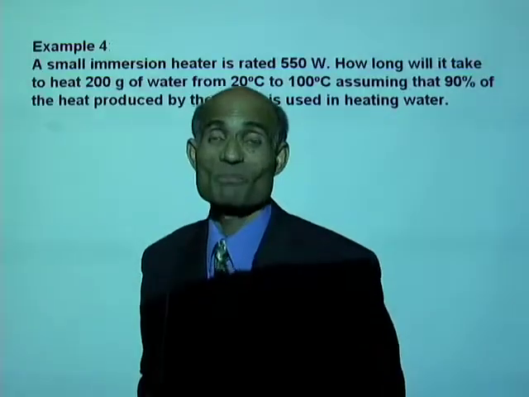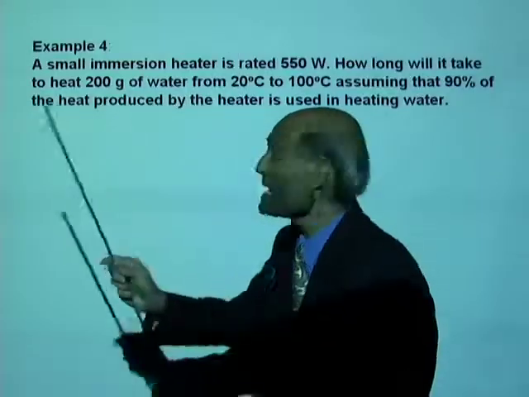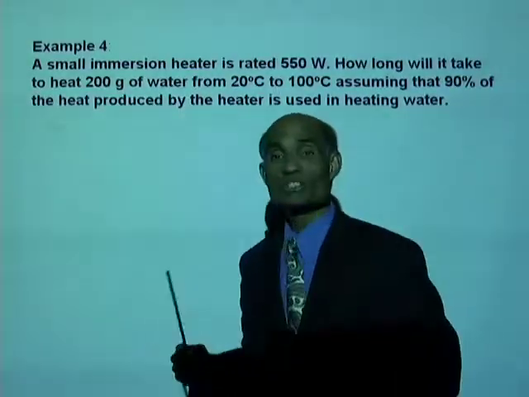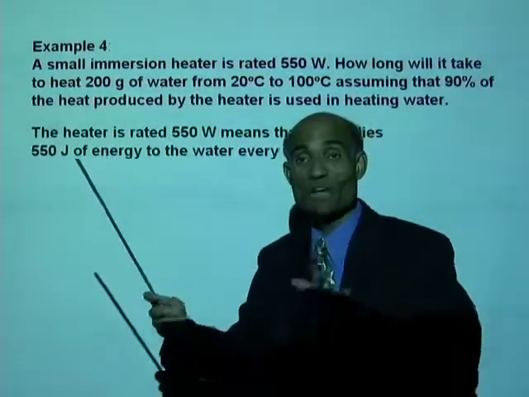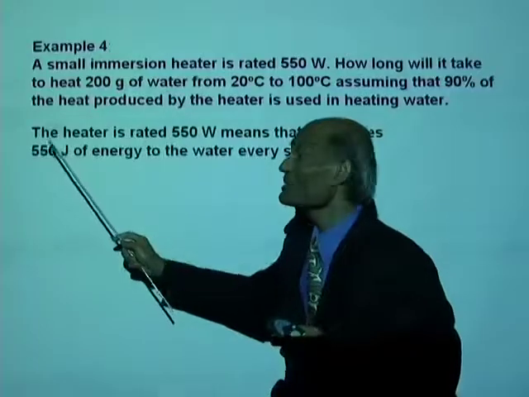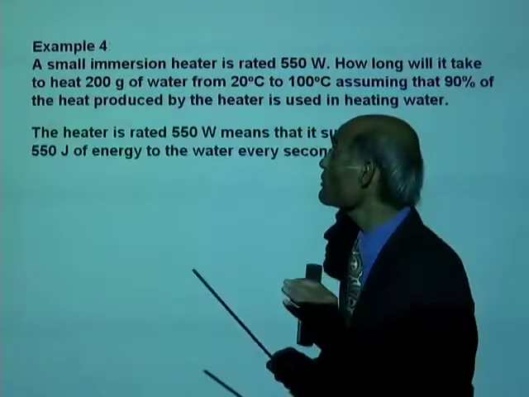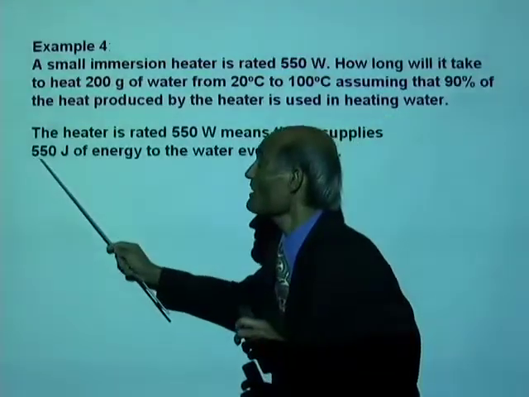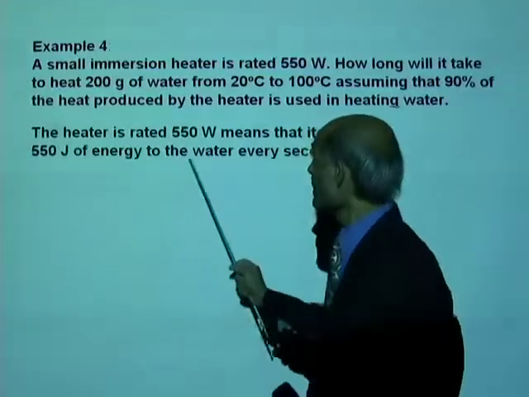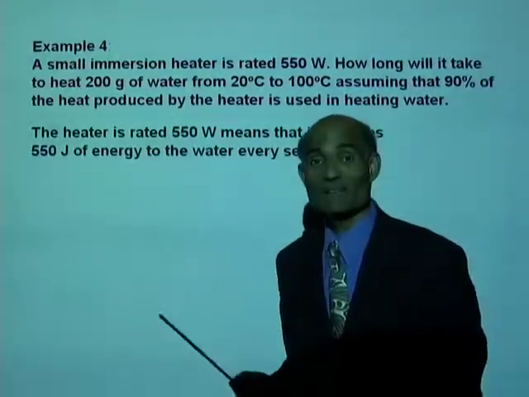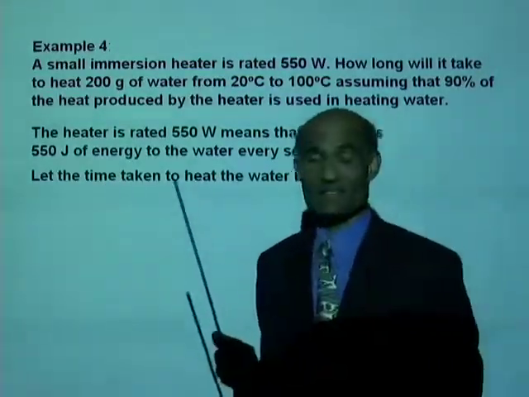Alright, how do we start this problem? Since we need to find the length of time it takes to do this heating, let's start by saying that let the time be t. But first understand the meaning of the given statement. The heater is rated at 550 watt means that it supplies 550 joules of energy, which is heat energy here, to the water every second. Let the time taken to heat the water be t seconds.